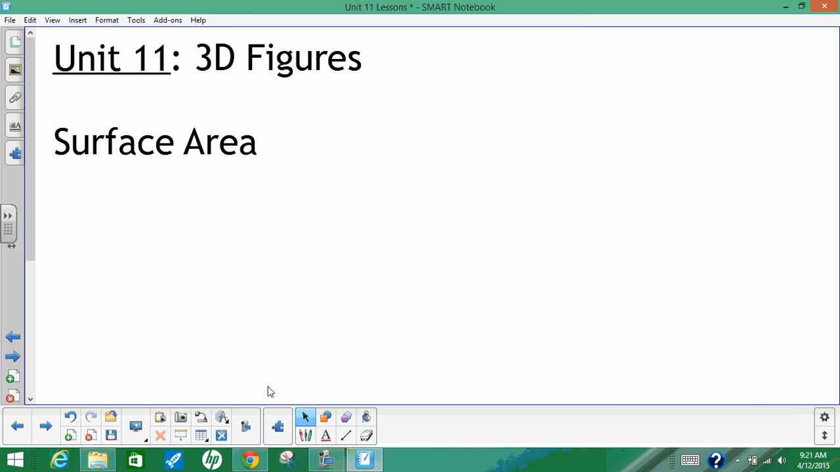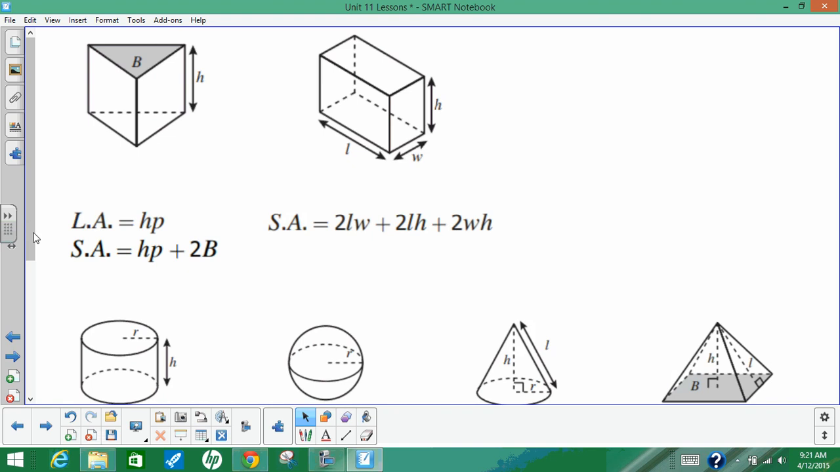Hey, all, here we're going to use some of that information that we discussed in the vocabulary section of the unit, and we're going to find surface area of figures. So here I've copied the formulas and the pictures and everything that you get on the formula sheet for the SOL so that you can get used to practicing with those.